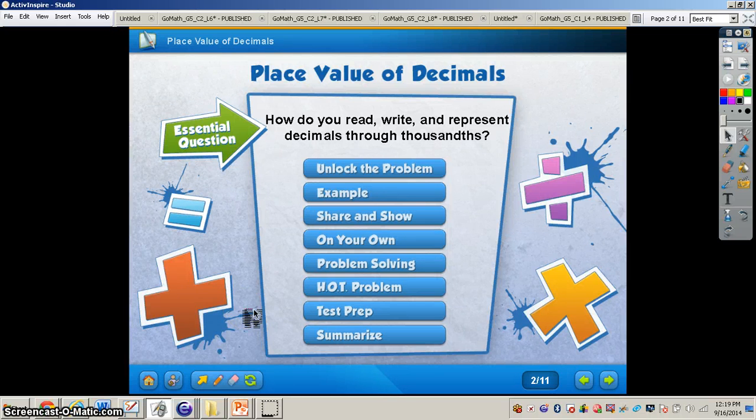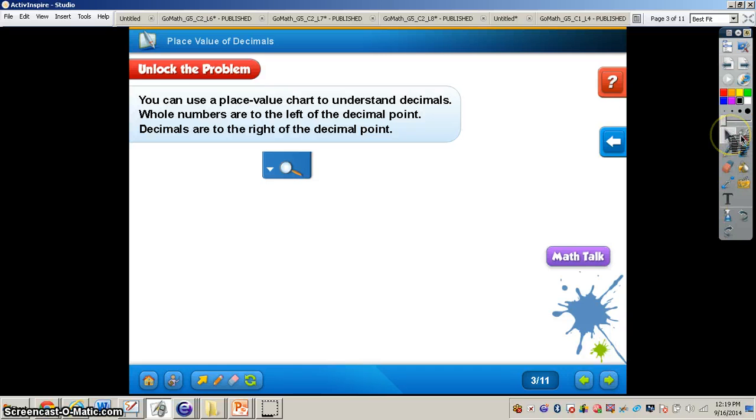In this video, we're going to be taking a look at the place value of decimals, and the essential question that we are going to be answering is how do you read, write, and represent decimals through the thousandths. Now, what I want you to do is have your Go Math book out, your math journal, and a pencil, and I want you to turn to page 109 in your Go Math book.